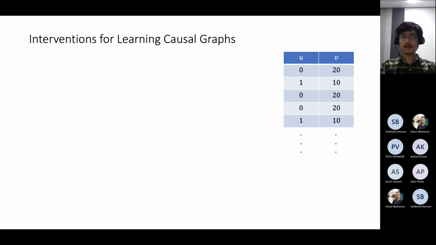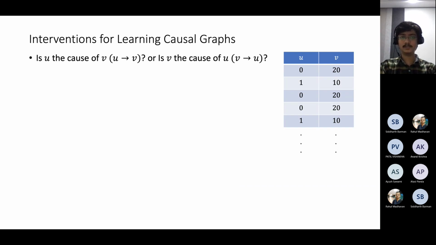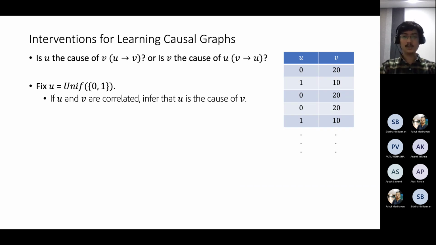Now, we can see that u and v are correlated, and we want to determine whether u is the cause of v or v is the cause of u. That is, whether the edge is from u to v or v to u. Clearly it is not possible, just using observational data, to say whether the direction of this edge should be from u to v or v to u. So the solution to infer this edge is that we can do interventions.